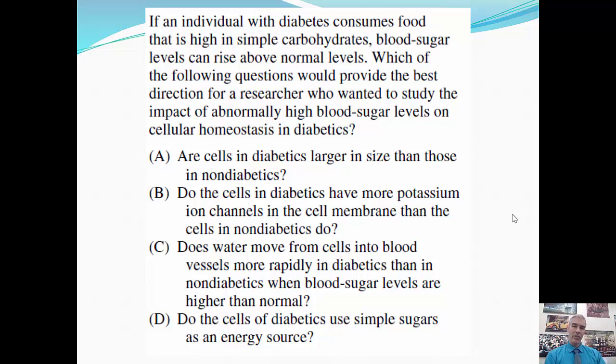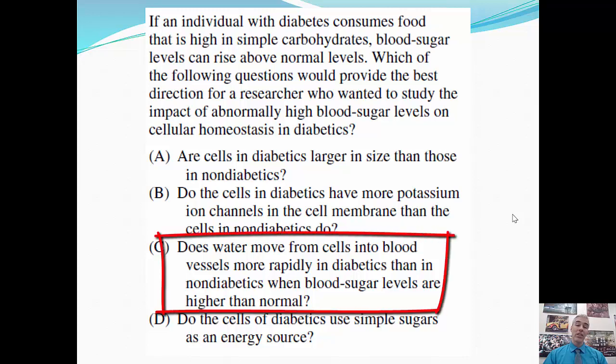The answer has to relate to water transport and has to go in the correct direction. Remember, when you have high concentrations of solutes, water will be drawn towards that, okay? I'm going to give you a second to think about this and come up with an answer. So the only one where that matches is C.